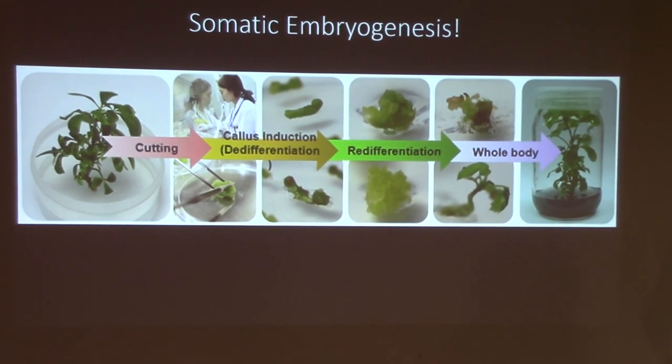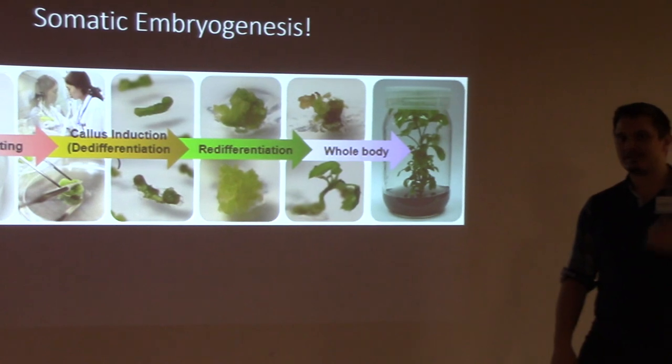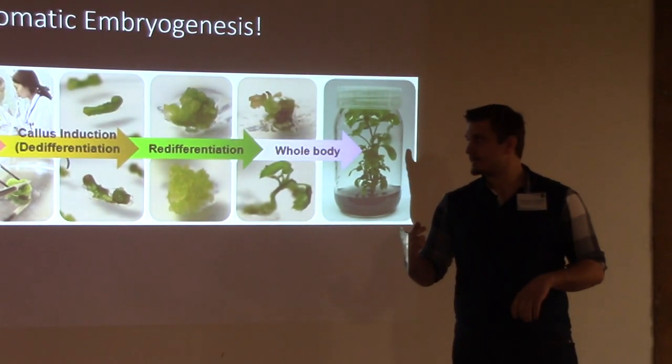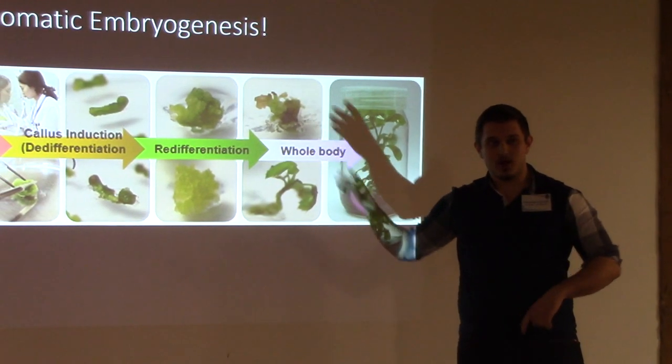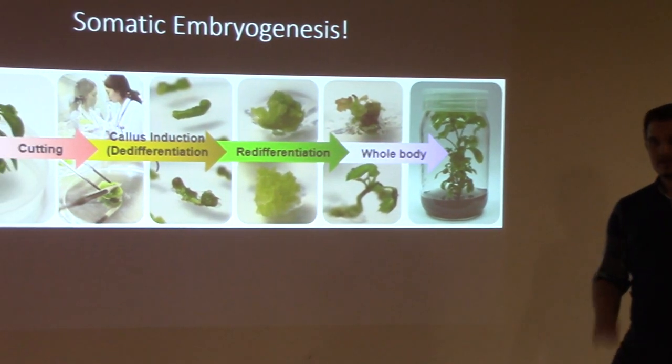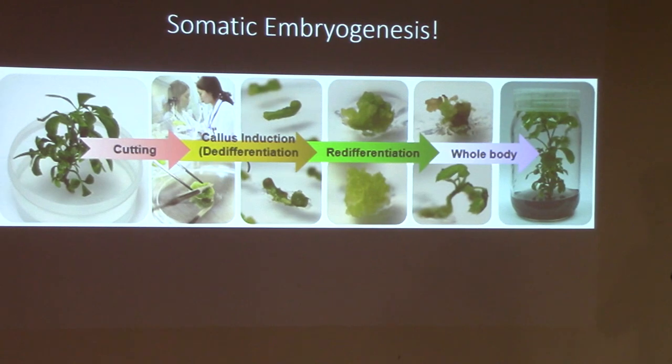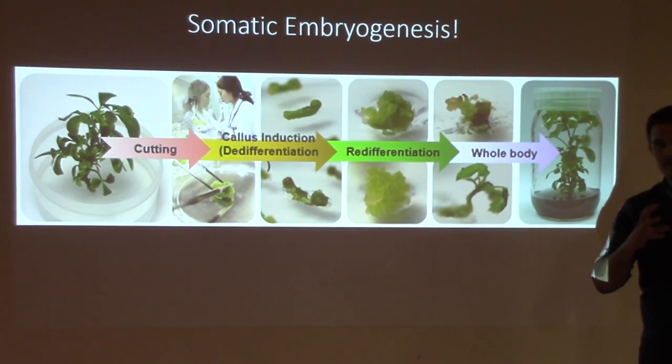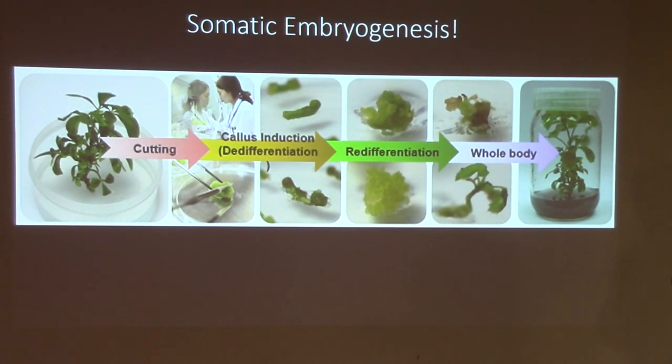I use benzylaminopyrine and naphthalene acetic acid, which are synthetic derivatives of naturally found plant hormones, auxins and cytokinins. When cytokinins are up and auxins are up in the same ratio, it confuses the plant and it induces this weird tumor state. Now that tumor state is stem cells. At that point, it's a canvas that you can build any type of tissue out of.